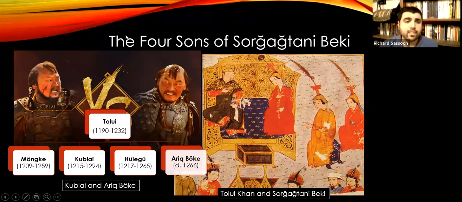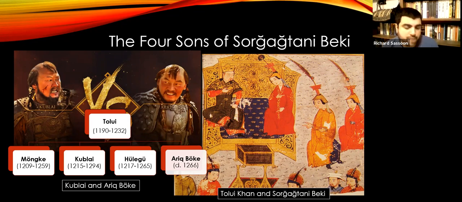So we now have to move from that second wave of invasion, right? You had the first wave of invasion under Genghis Khan. You had the second wave of invasion under Chormaqan and Baiju. We now move to the third wave of invasion, and we're now at the time that Genghis's grandsons are the ones really leading the fight.